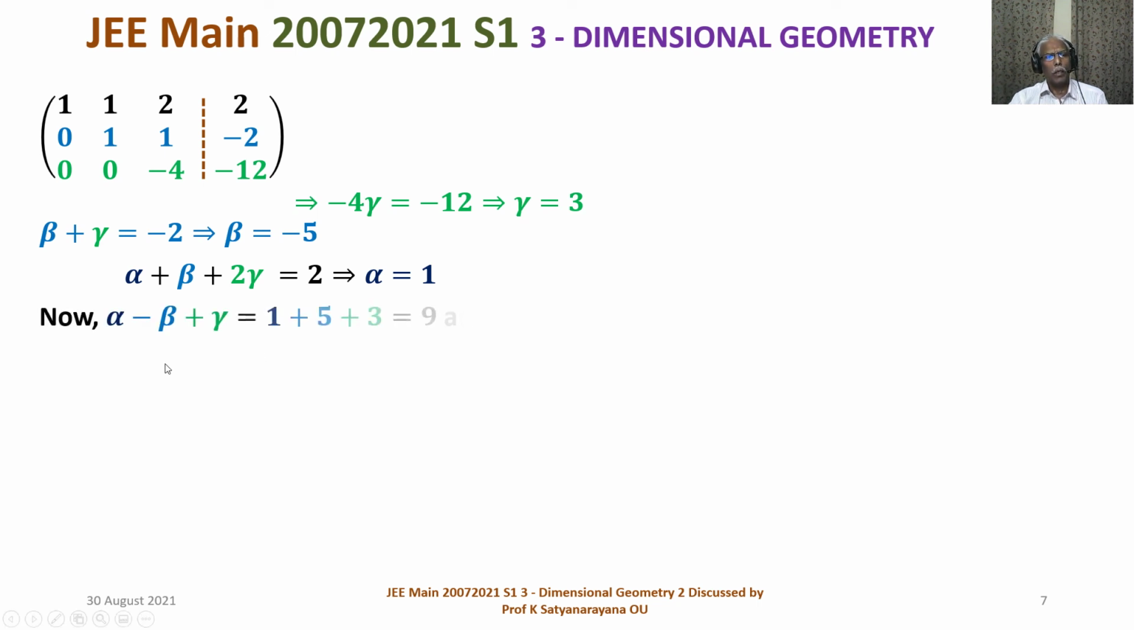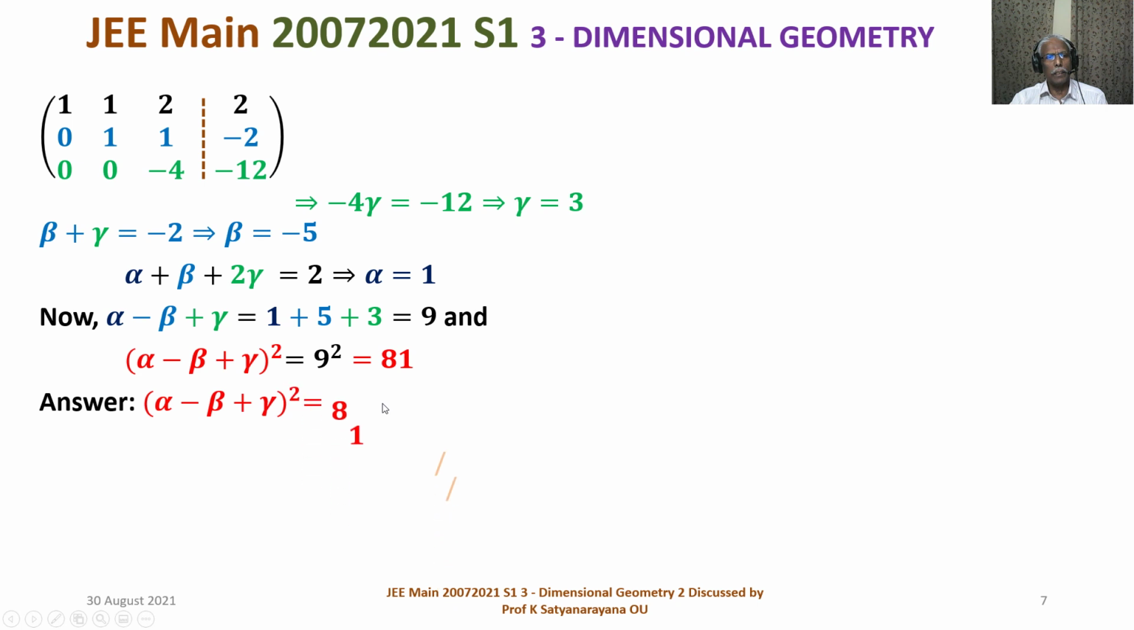Now, if we want alpha minus beta plus gamma, that will be equal to 1 plus 5 plus 3, that is equal to 9. And we want its square, that is 9 squared, that is equal to 81. Therefore, our answer is alpha minus beta plus gamma whole squared is equal to 81. So, this completes the discussion of the solution of this problem in three-dimensional geometry.